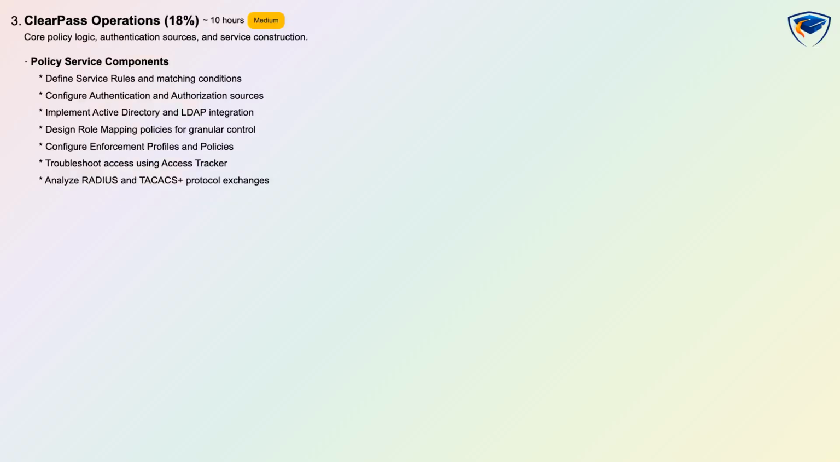ClearPass Operations is 18% and teaches core policy logic, authentication sources, and service construction. Candidates will define service rules and matching conditions, configure authentication and authorization sources including Active Directory and LDAP, and design role mapping policies for granular control. You will also configure enforcement profiles, troubleshoot access with Access Tracker, and analyze RADIUS and TACACS+ protocol exchanges for problem resolution. This medium difficulty area requires roughly 10 hours of study and includes both conceptual and scenario-based questions.